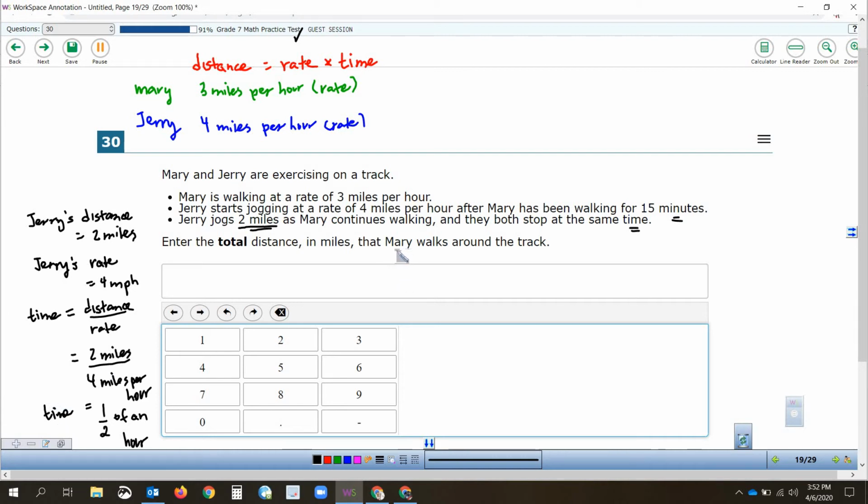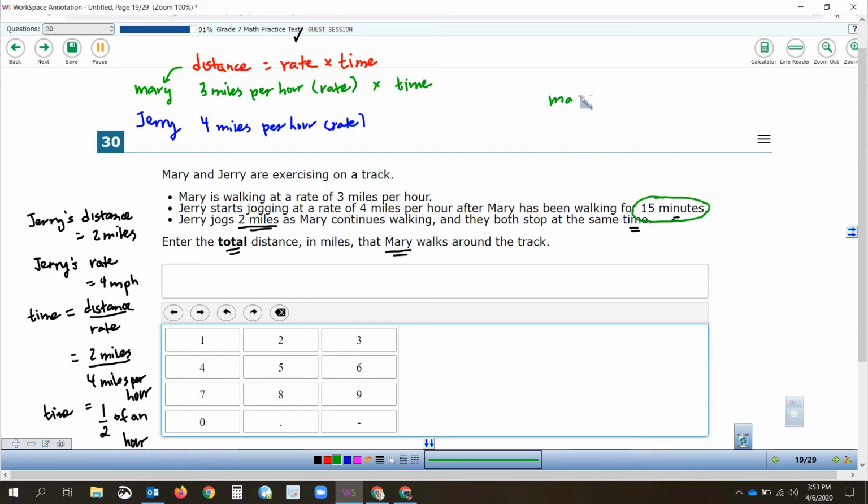But what did it ask us for? It asked us for Mary's distance. Well, Mary's distance is going to be her rate times her time, right? Her rate times her time will be her distance. But what was her time? Jerry starts jogging after Mary has been walking for 15 minutes.